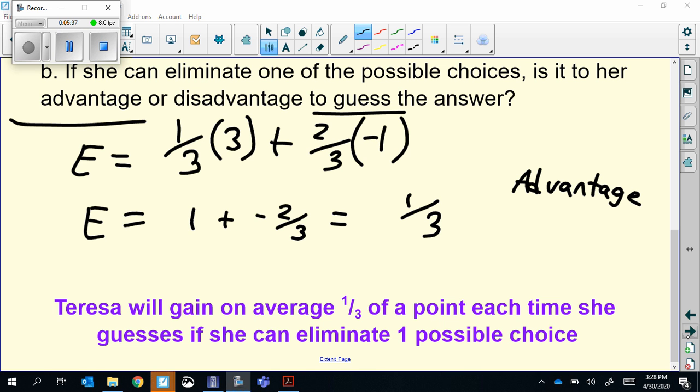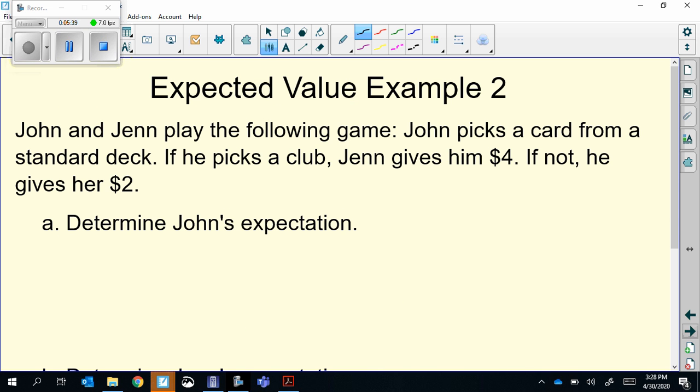Let's look at another example. John and Jen play a game. John picks a card from the deck. If he picks a club, Jen gives him $4. If not, he gives her $2. Determine John's expectation. So the probabilities are picking a club or not picking a club. Clubs, that's 1 out of 4 of the suits. And every time he does that, Jen gives him $4. It's like a plus $4.